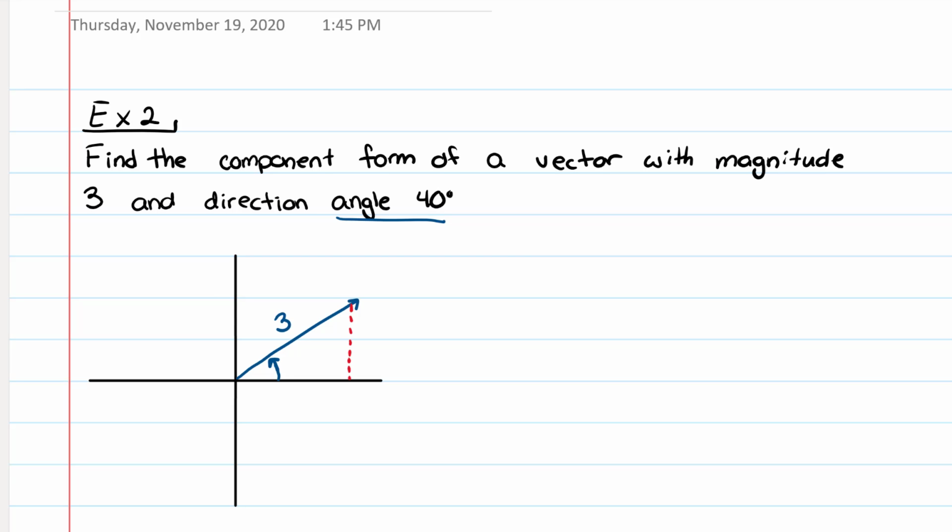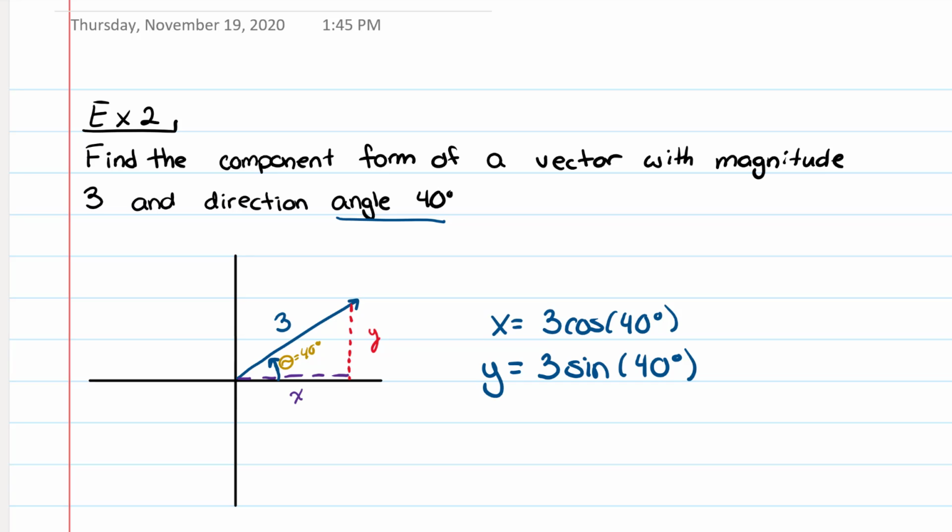What I like to do is draw on a little triangle. And again, this is theta, which is 40 degrees. This is y, and this is x. So actually finding the components is not that difficult. We go x is equal to 3 cosine of 40 degrees, and y is equal to 3 sine of 40 degrees. And that's just using a little bit of trigonometry and right angles.